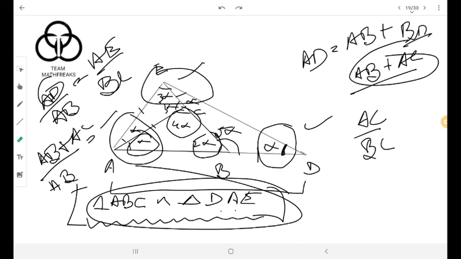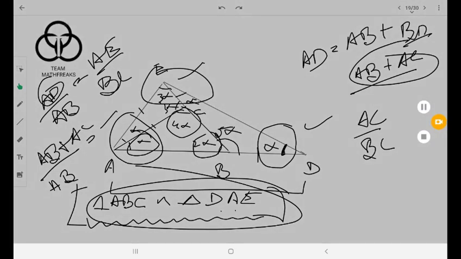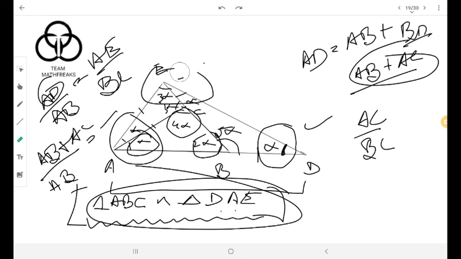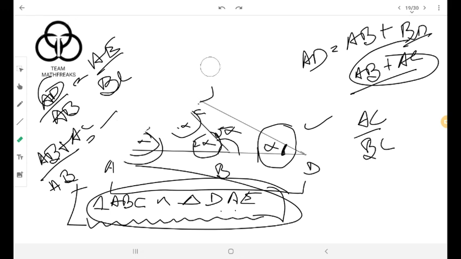AE and AC are equal. I just repeat, AE and AC are equal. By construction, this can be written as... Now we are done with our proof.